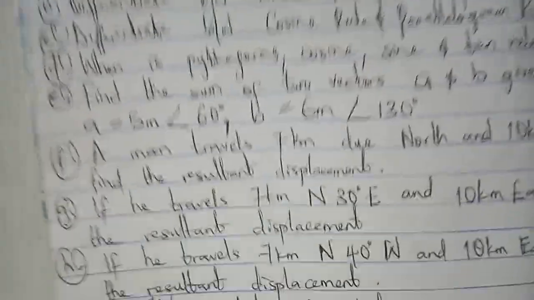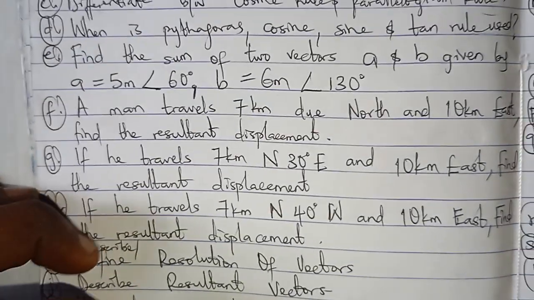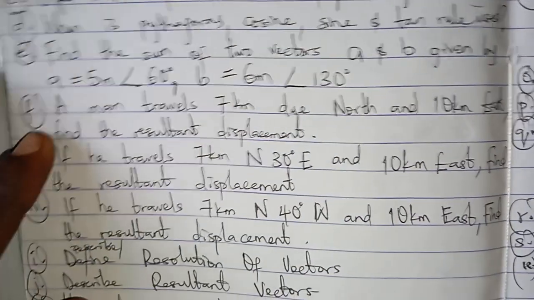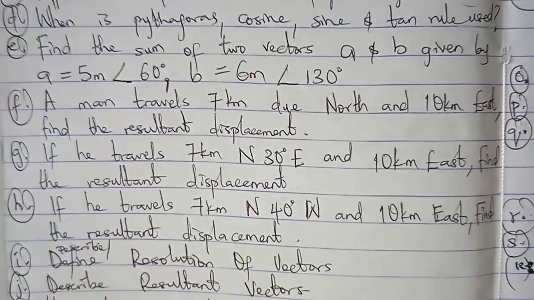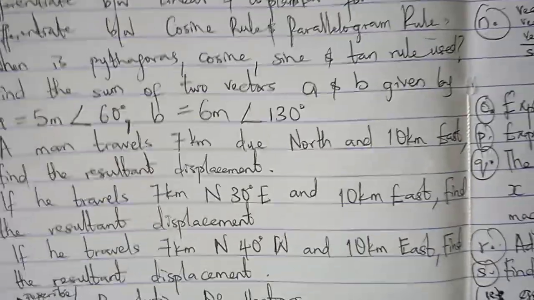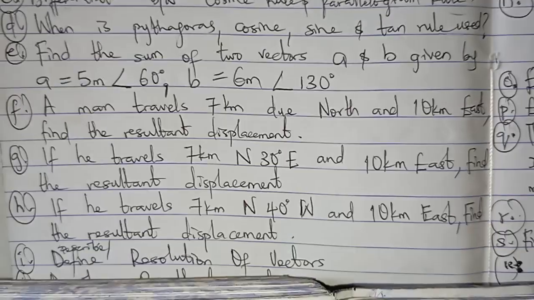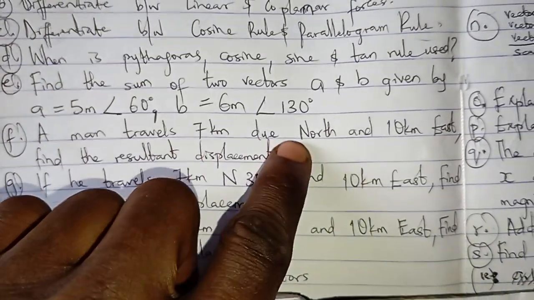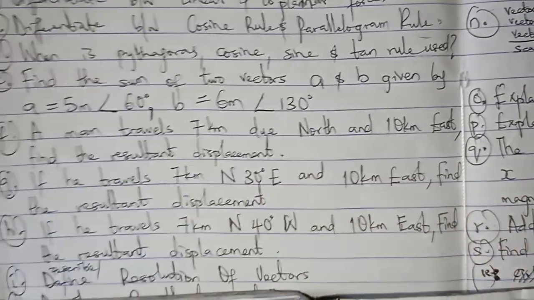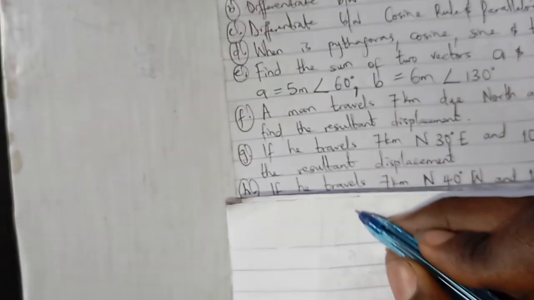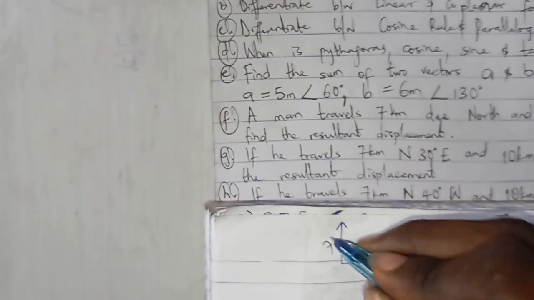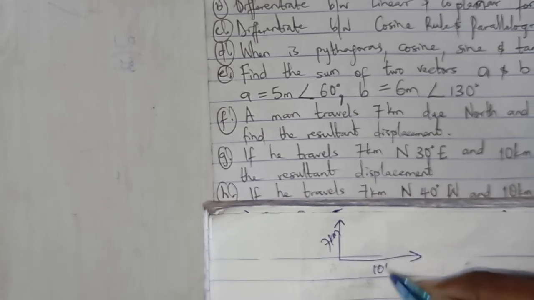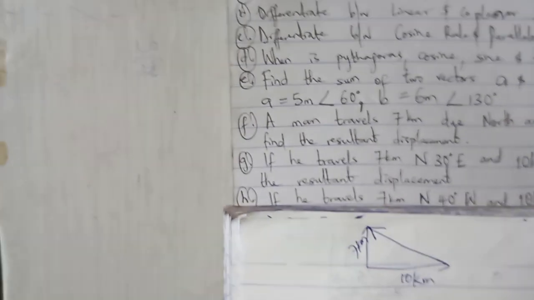So the next question says, a man travels 7 kilometers due north and 10 kilometers east. Find the resultant displacement. A man travels 7 kilometers due north and 10 kilometers east. Find the resultant displacement. Notice that this is the sentence saying north. Remember that this is north, this is east. So he traveled 7 kilometers and then 10 kilometers. We want to find the resultant.